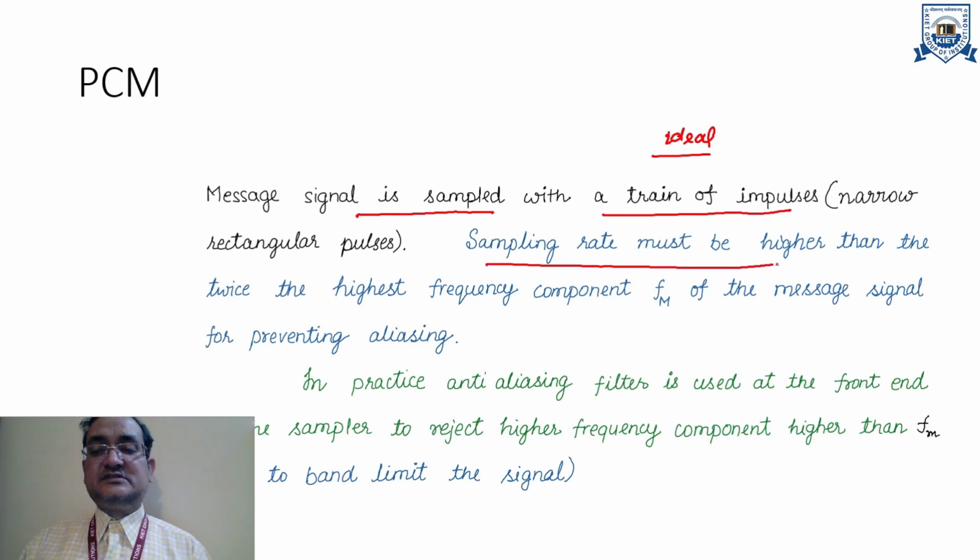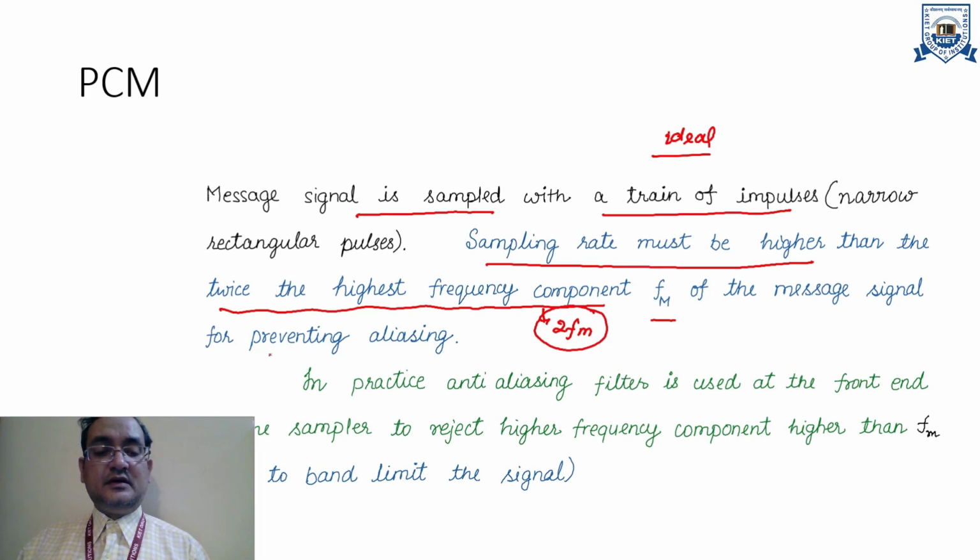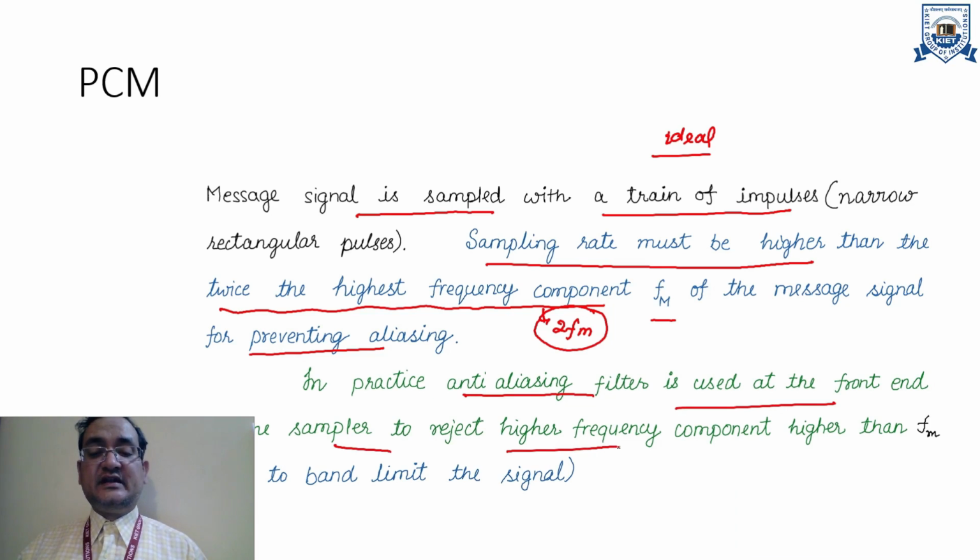The sampling rate must be higher than twice the highest frequency content, which is FM. So twice of FM is the required message sampling rate for preventing aliasing. Aliasing is a phenomenon in which, when the signal is sampled at a rate less than twice of FM, interference occurs with the coexisting spectrum values. In practice, an anti-aliasing filter is used at the front end of the sampler to reject frequency components higher than FM hertz, to band limit the signal.